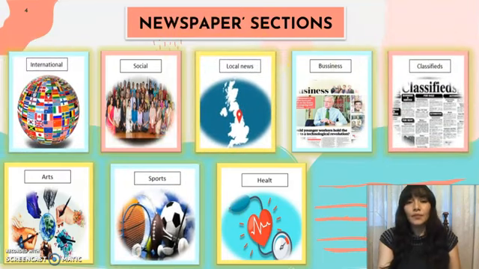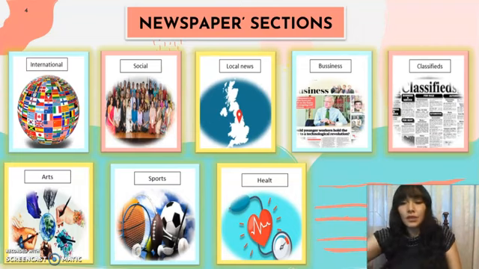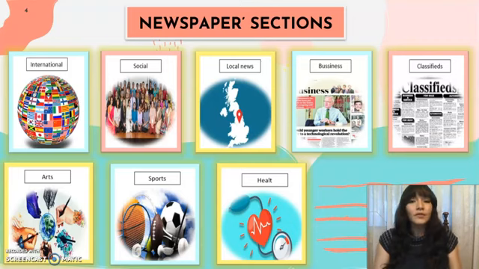Let's change the topic. As I showed you at the beginning of the presentation, we have different topics in a newspaper, and these topics are called newspaper sections. And we have international news, social news, local news, business news, classified news, arts news, sport news, and health news. As their names say, they are very clear. International news are news around all the world. Social is about events and social comments.